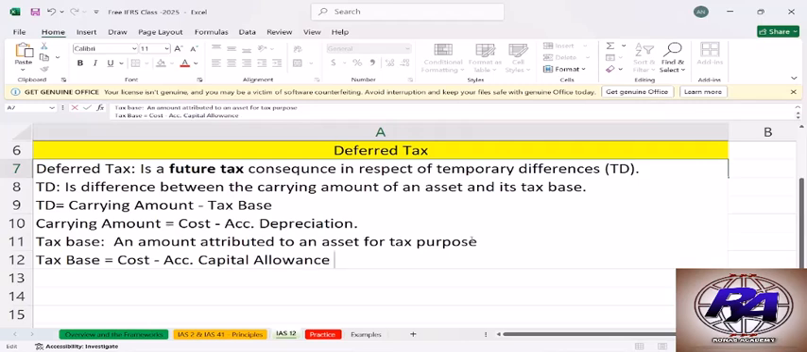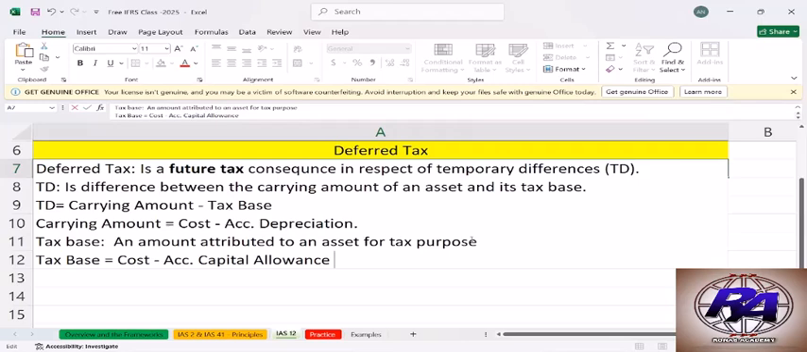Capital allowance. So we say that the deferred tax is a future tax consequence in respect of our temporary differences. What is the temporary difference? Temporary difference is the difference between the carrying amount of an asset and its tax base. Now we've gone further to determine what is a carrying amount, and we are now determining what is a tax base. Tax base is the amount, the cost attributed to an asset or liability for tax purposes. That is what we call tax base.